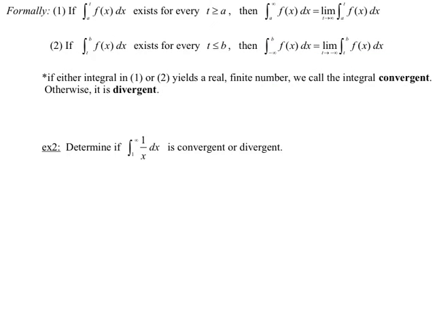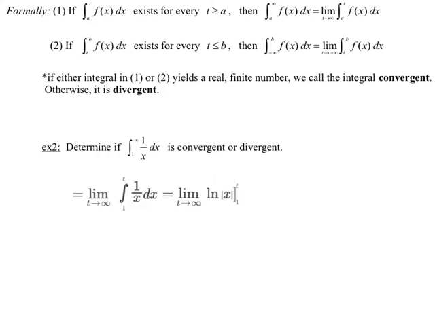Okay, so let's look at some more examples. Let's look at the integral from 1 to infinity of 1 over x dx and decide if it's convergent or divergent. So let's start by setting up with our limit. Go ahead and pause, get rid of that infinity for a bound, and rewrite that properly. Okay, so I should have the limit as t approaches infinity of the integral from 1 to t of 1 over x dx.